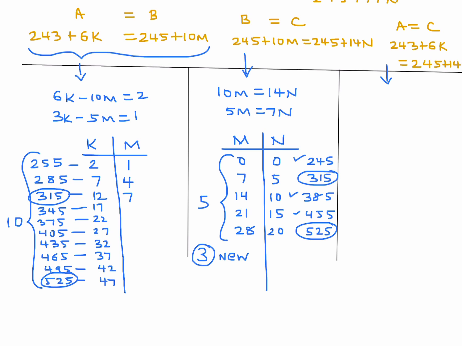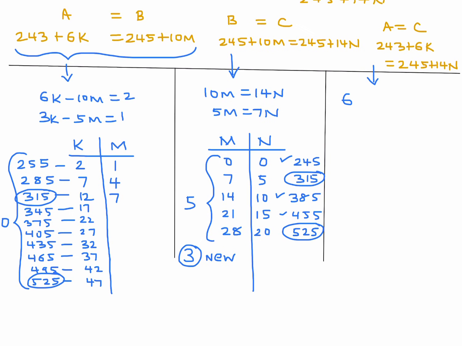All right, one last one. This one gives me 6k. Let's see here, 6k minus 14n is equal to 2. That means 3k minus 7n is equal to 1. All right, same thing here. We've got to make a little table, and off we go.